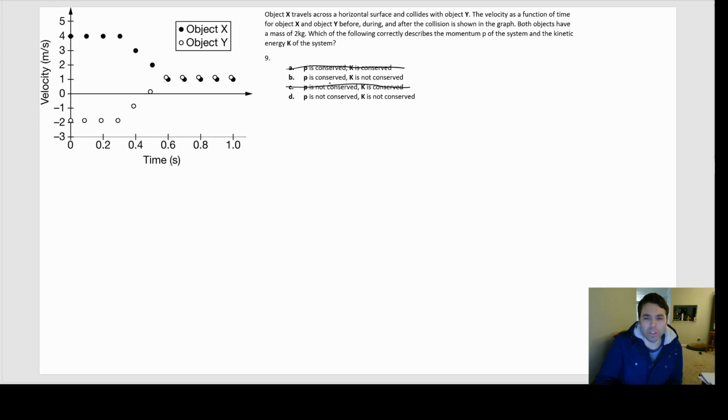So now the question is, is momentum conserved? Well, of course it is, because momentum is always conserved. But if you want to prove it to yourself, you can. Let's find the momentum of the objects before the collision. Both of them have a mass of 2, it says. So this is before collision. Just add them up. Black object is mass 2, velocity 4, plus mass 2 for the white object times negative 2. This is 8 minus 4, which is 4.